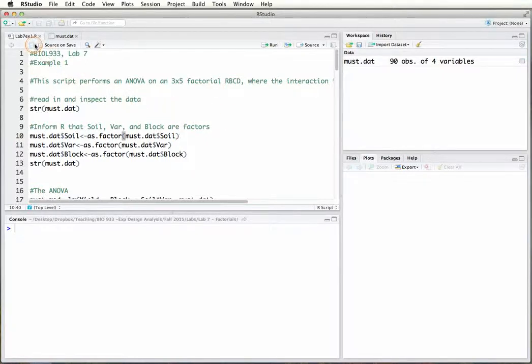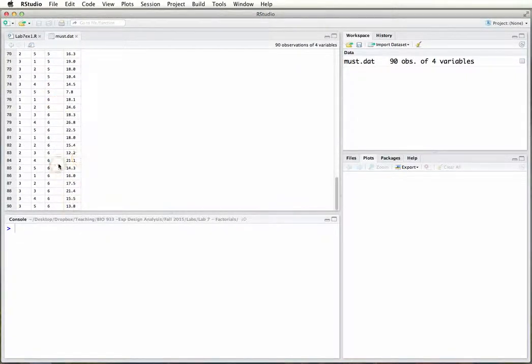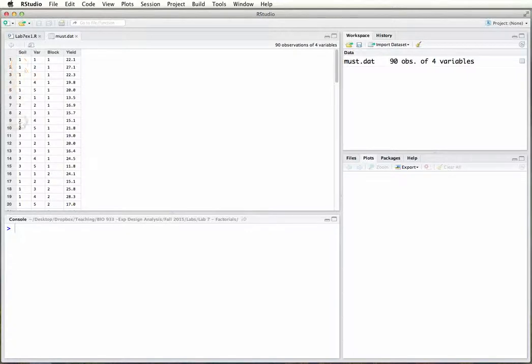So here you have Lab 7 Exercise 1. I refer to the data set as must.dat for mustard varieties. And when you bring the data set in, you see there's 3 classification variables, soil and variety, the combination of which creates one overall treatment classification variable, but we partitioned it out into the underlying factorial structure, and then the block that it's in. So we have 6 blocks, we have the 3 types of soil and the 5 varieties, and then here are the yields.